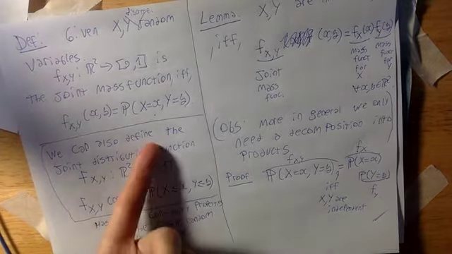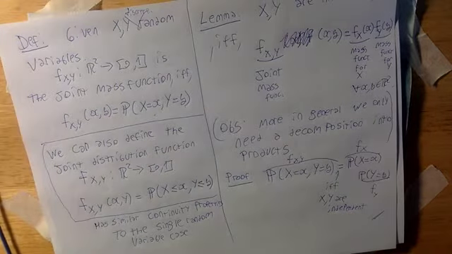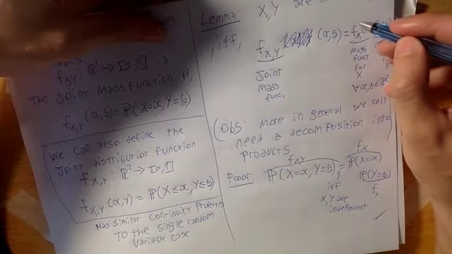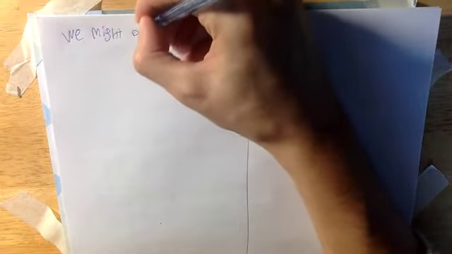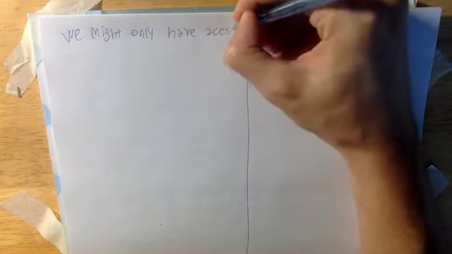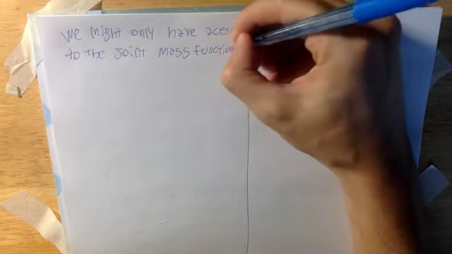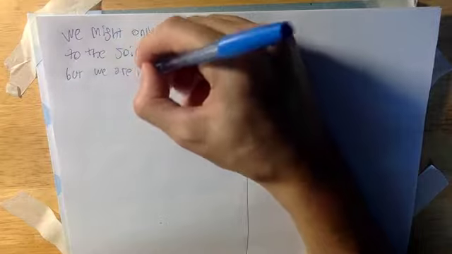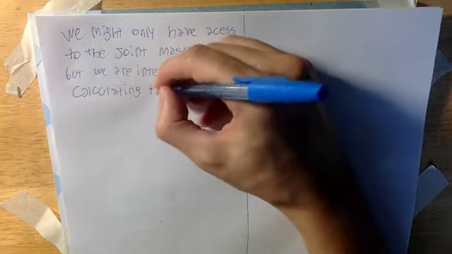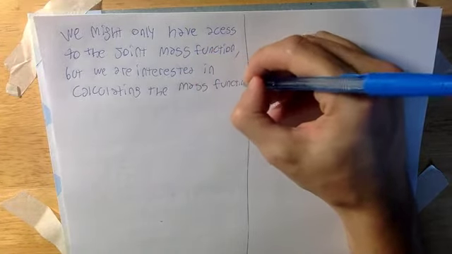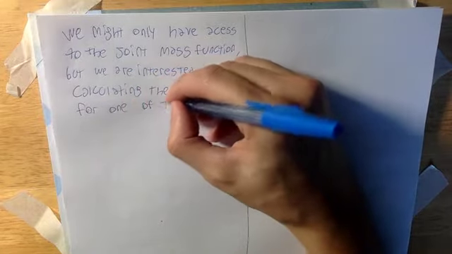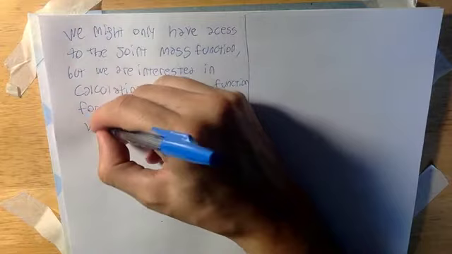Okay, but one of the interesting things is that sometimes we might have access only to the joint mass function, but we are interested in calculating the mass function for one of the variables, so one of the random variables.